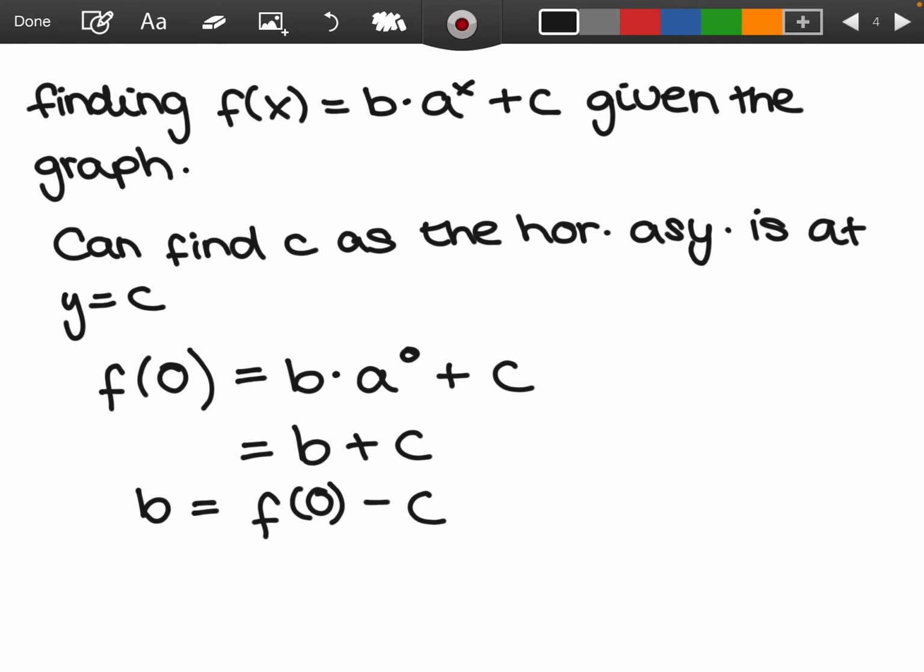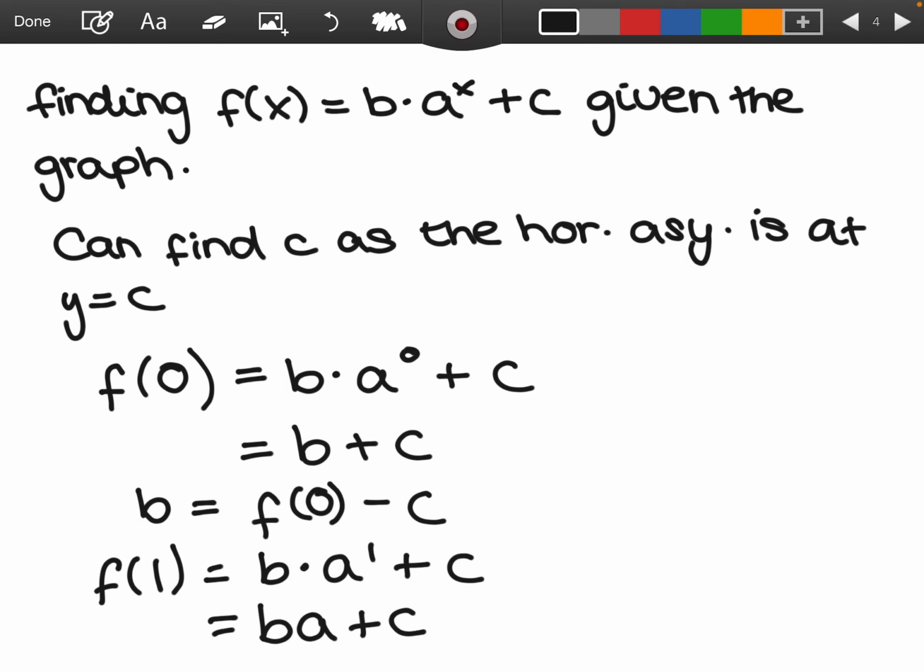And the other point that you will normally get on that graph, as we looked at before, is the point where x is equal to 1. If you get that point where x is equal to 1, plugging that into our equation gives us this. Now, if we know the function value at 1, because we know the coordinate when x is 1 and y is equal to whatever f of 1 is when you get given that graph, you know what b is and you know what c is. So now we can use that value in order to find a. So if I rearrange this, I get a is equal to f at 1 minus c over b.